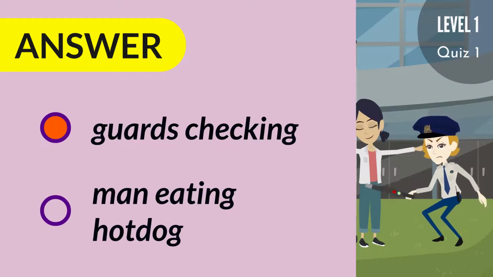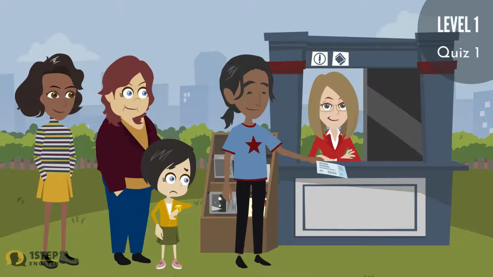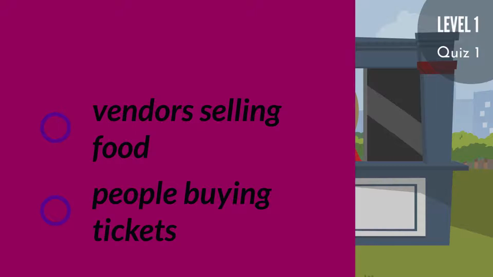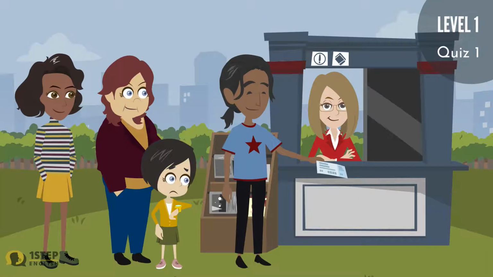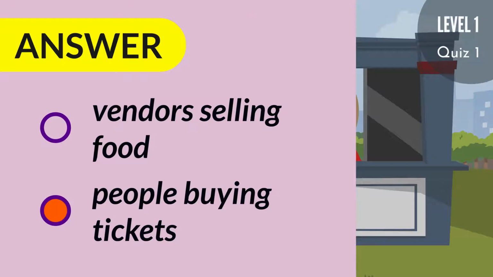The correct answer is, guards checking. Number 2. Vendors selling food. Or, people buying tickets. The correct answer is, people buying tickets.